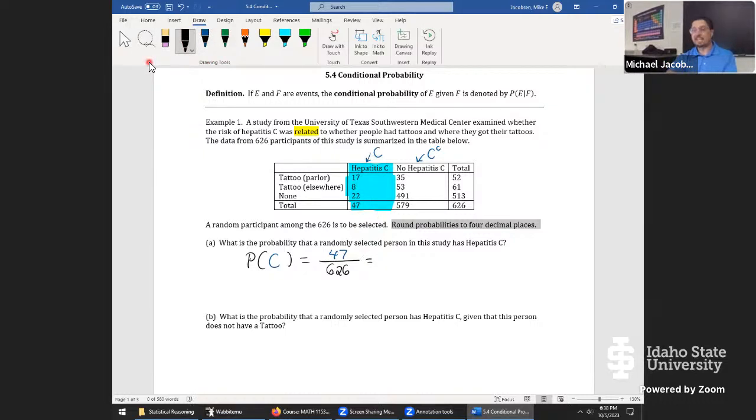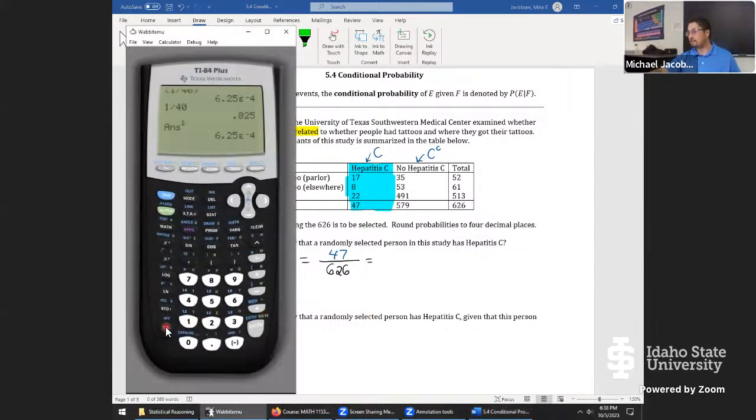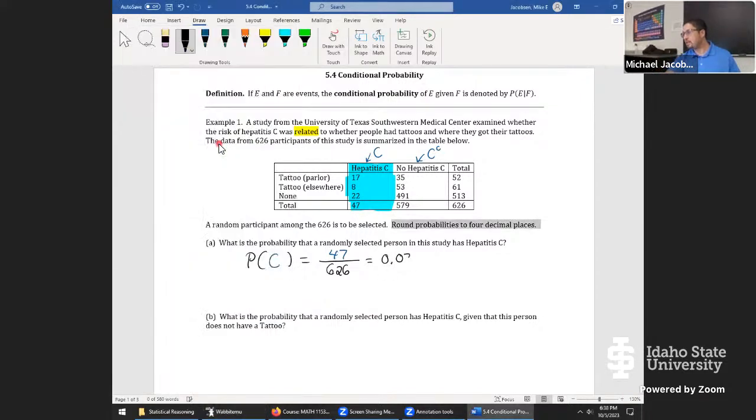One big ugly looking fraction. We need to calculate this, put it in decimal form and round to 4 decimal places. So 47 divided by 626 to 4 decimal places. Let me double check. Yes, 4 places. We get 0.0751.